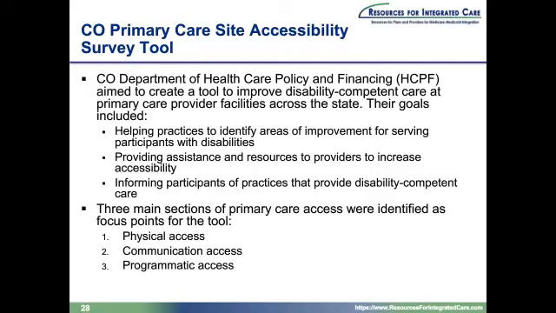A second pillar looks at communication. This would be the availability of large print materials, braille, sign language interpreters, and communicating with people with intellectual disabilities. That is, how and where to acquire products and services to facilitate the information patients need. A third pillar is programmatic. This is policy and procedures to ensure people with disabilities receive the same quality care. This includes disability etiquette. Next slide.